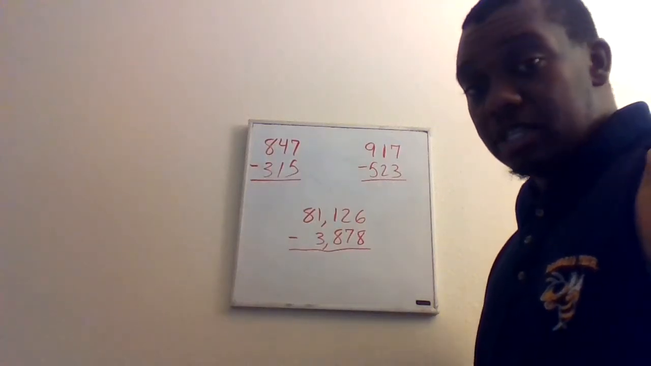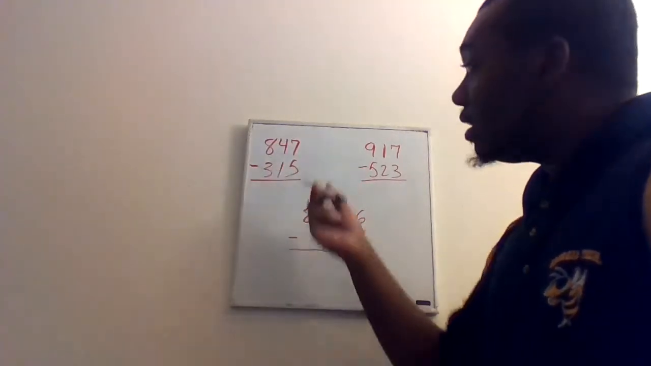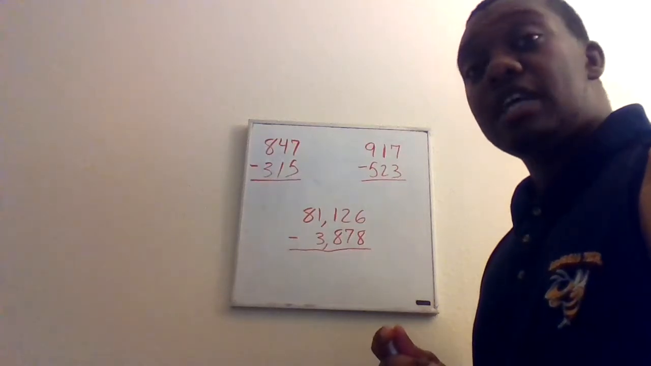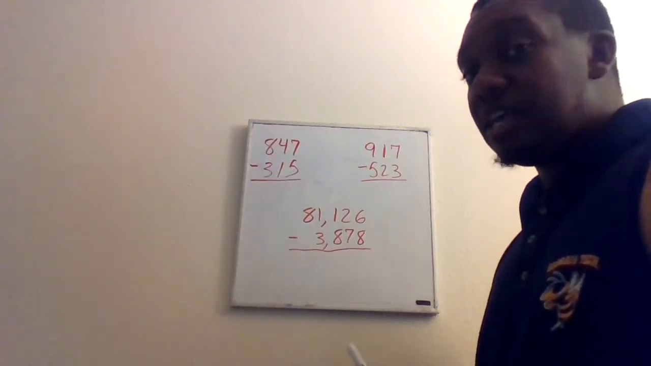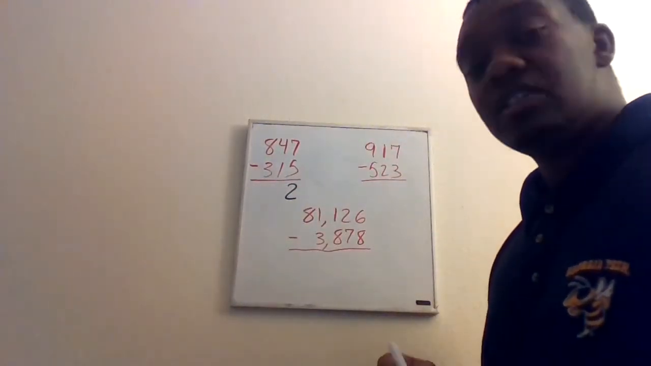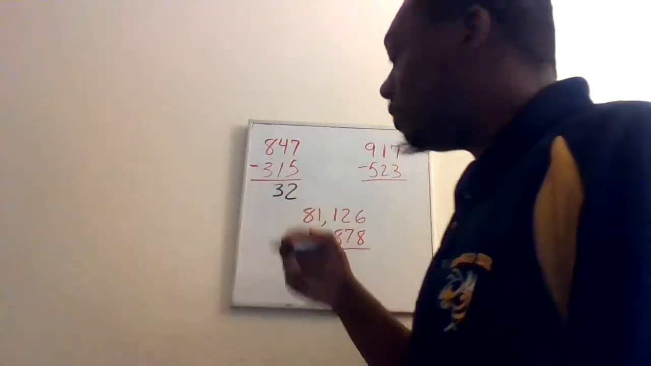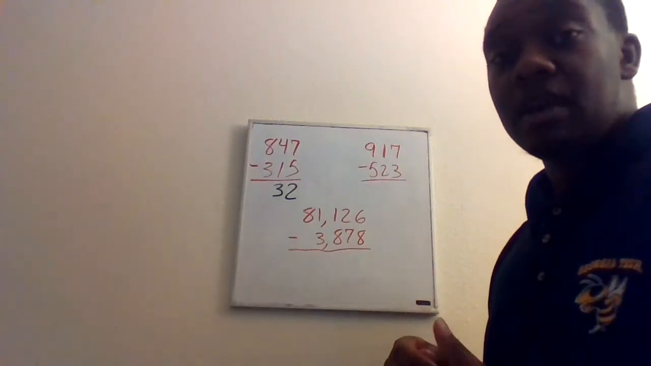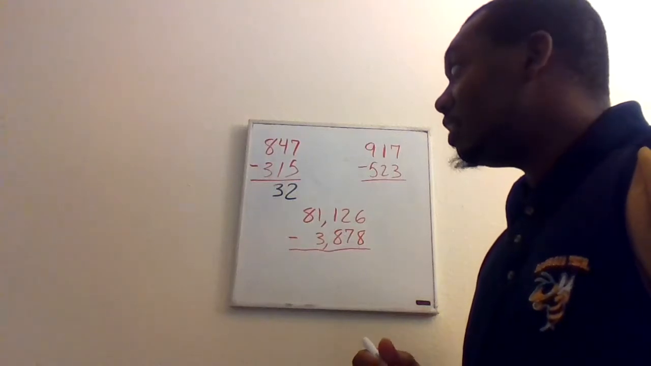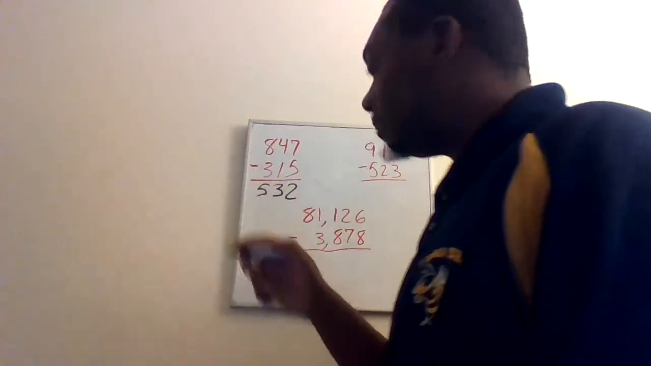If we use one of those techniques we just talked about, starting from the ones place and moving up: 7 minus 5 is going to have to be 2, because 5 is 2 away from 7 as you go up. Next we have 4 minus 1. If we go up, 1 would be 3 away from 4. Or if you think of it the other way, 1 plus what gives me 4? Oh, 1 plus 3. And lastly, we get 8 minus 3, and 8 minus 3 would have to be 5.